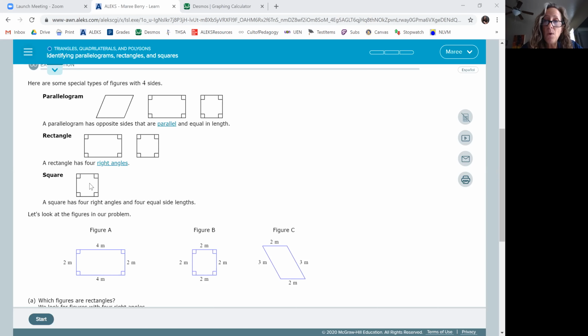And then a square, you all know what a square looks like. It is a rectangle with four equal sides. So it's not only a parallelogram, but it's also a rectangle and it's a square. So when we look at the problems in this problem, figure A is both a rectangle and a parallelogram. Figure B is a square, a rectangle, and a parallelogram, and figure C is only a parallelogram.